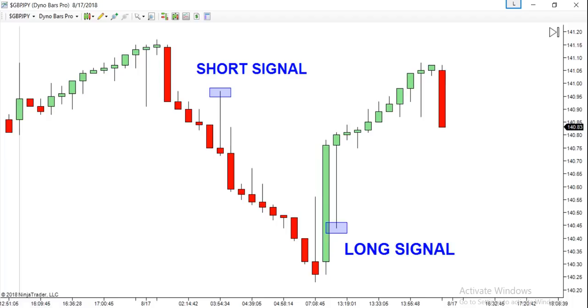In this video, I'm going to show you how to use targeted trend lines to capture this short signal and this long signal to the exact tick, which means I'm going to show you how to nail the exact high, and I'm going to show you how to nail the exact low in any market. So let's go ahead and fire this up.